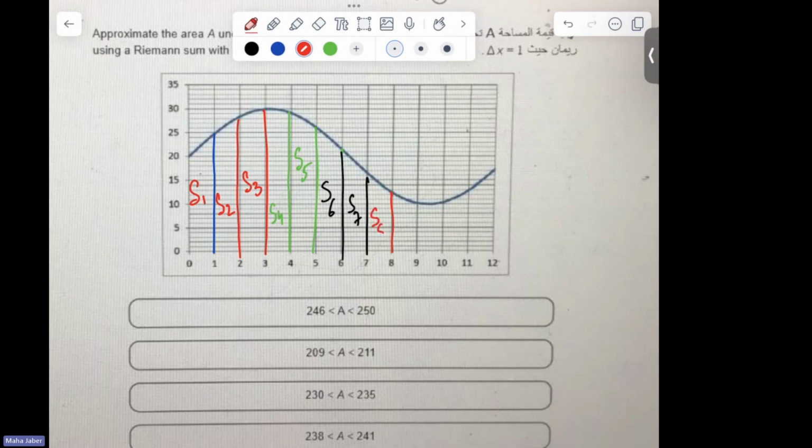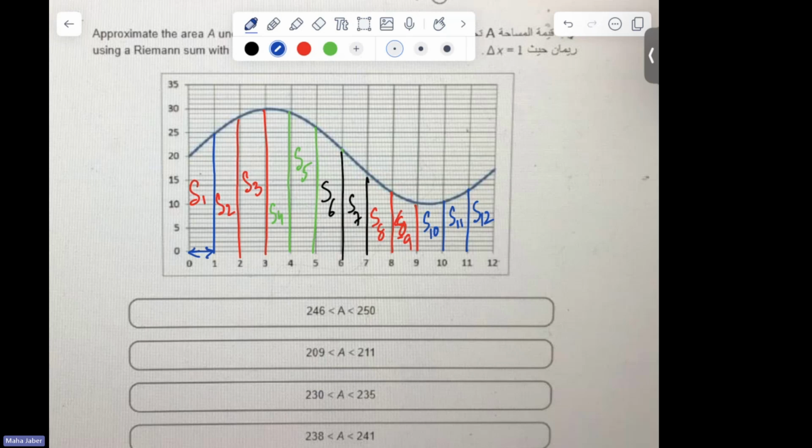Again, slice 8, slice 9, slice 10, slice 11, slice 12. I have to add 12 rectangles. What is important about the rectangles is that all of them have the same width.